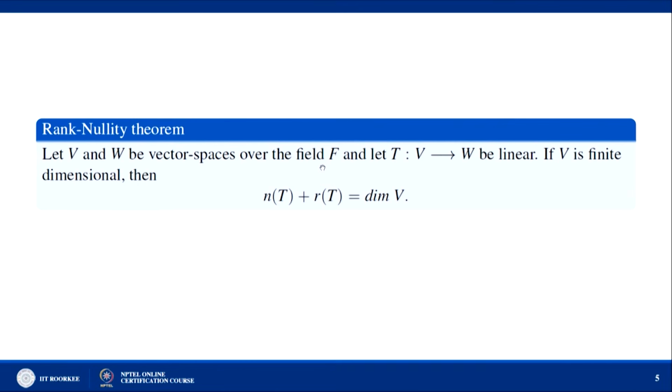Now, the next result is the rank nullity theorem. It states that if V and W are two vector spaces over a field F and T from V to W is linear, if V is finite dimensional, then nullity of T plus rank of T is always equal to the dimension of V. So, the result is very easy to show. Let us see the proof.